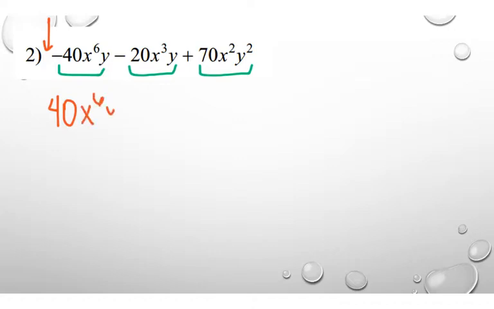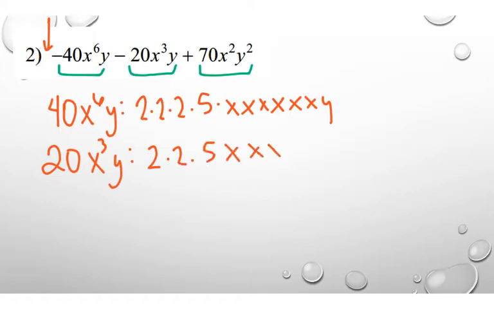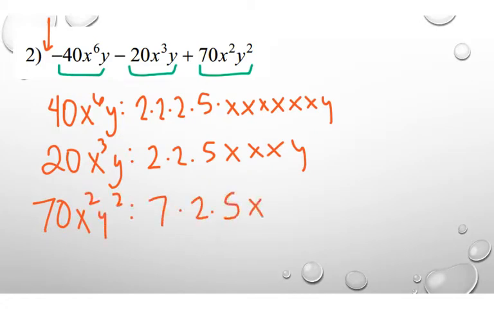So 40x to the 6th y, that's 8 times 5, and then x to the 6th y. 20x to the 3rd y, that's going to be 4 times 5. And then 70x to the 2nd y to the 2nd, that's going to be 7 times 2 times 5. So what do they have in common? They all have a 2, and they all have a 5.